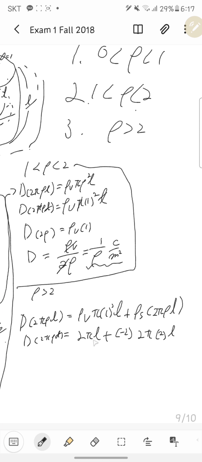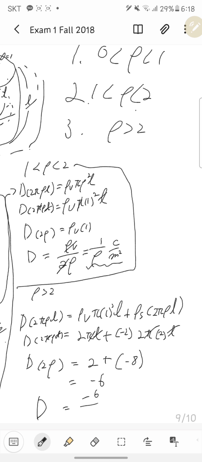So L cancels each other. Pi cancels each other. It becomes 2 plus -8, which would be -6. So D equals -6 divided by 2 rho. And this becomes -3 divided by rho.